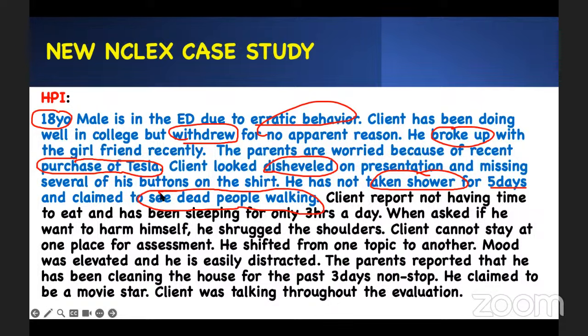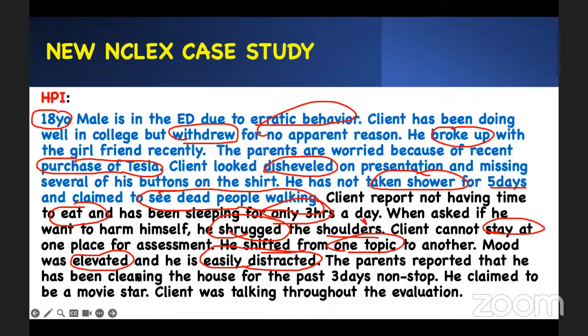Yeah, that's not good either. Client reports not having time to eat. So he's not eating. And he's only sleeping for what? 3 hours a day. When I ask if he wants to harm himself, what does he do? He shrugs his shoulders. What does that mean? You want to kill yourself? He said, I don't know. That's what it means. Client cannot stay in one place for assessment. So he's moving all along throughout the assessment. He shifted from what? One topic to another. Does that give you a clue? His mood was what? Elevated. And he's easily distracted. Very, very easily distracted.